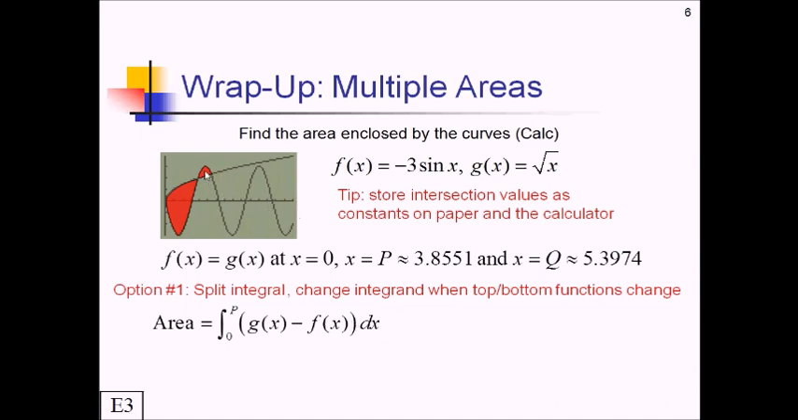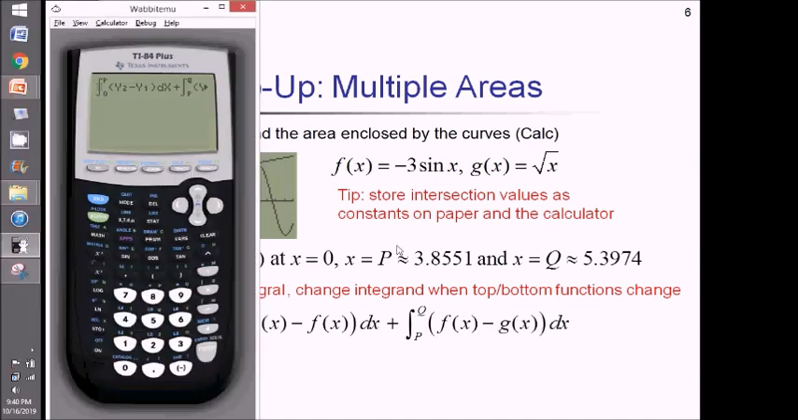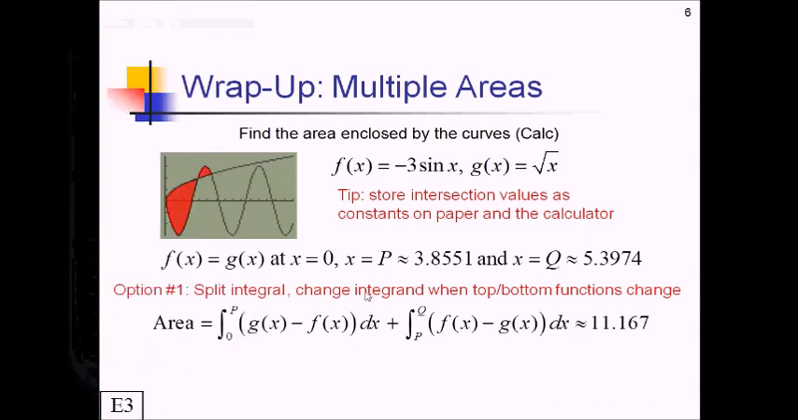So for this next one, we need the integral from P to Q. And now, because the sine is on top, we need to do f of x minus g of x dx. Now for the calculator on this. So here's what I've entered. I've got 0 to P, basically g minus f. And then scrolling over here, we've got P to Q, f minus g. All comes out to a grand total of about 11.167.